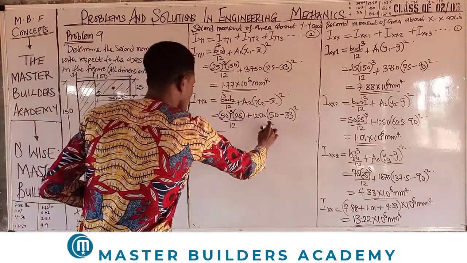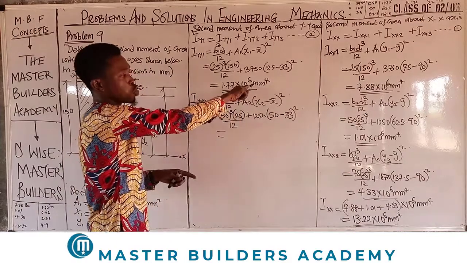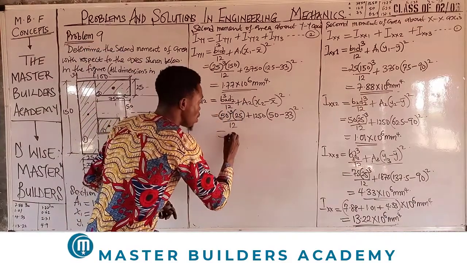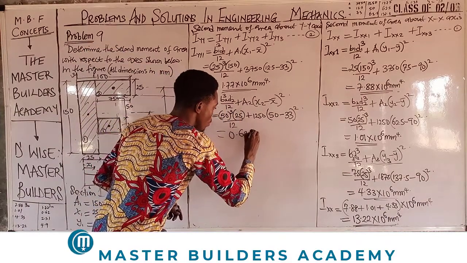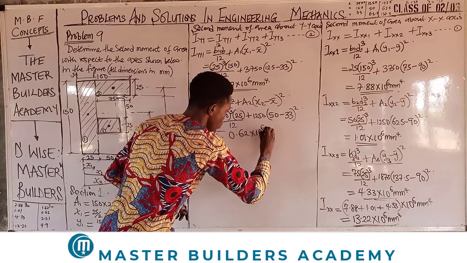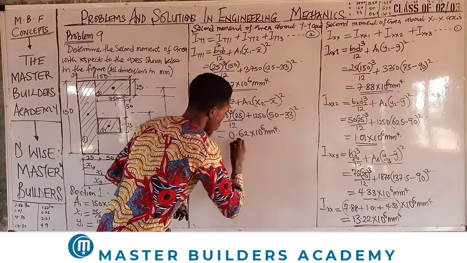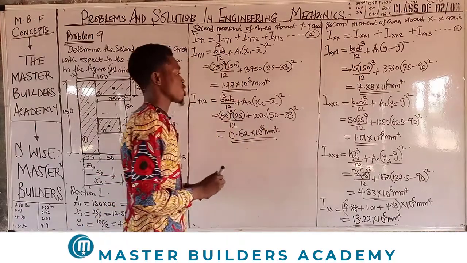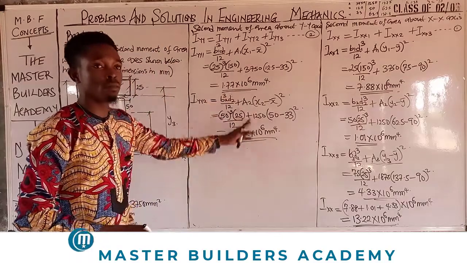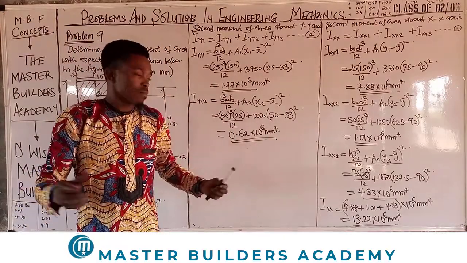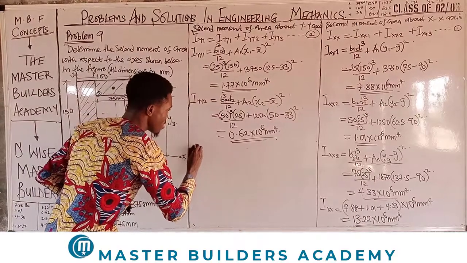When you put this into your calculator and simplify, convert it to standard form, 10 raised to the power of 6. We'll have 0.62 times 10 raised to the power of 6 mm to the power of 4. This is what we have. We are just converting so that we have a uniform standard form. Okay?